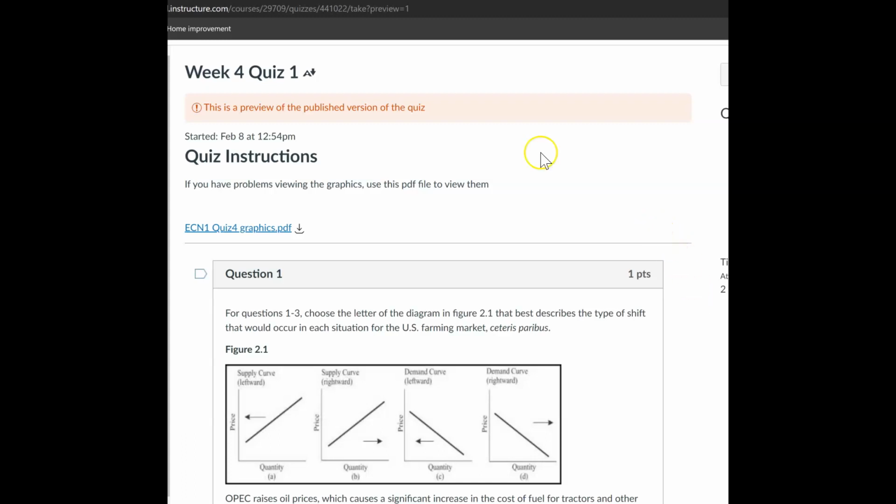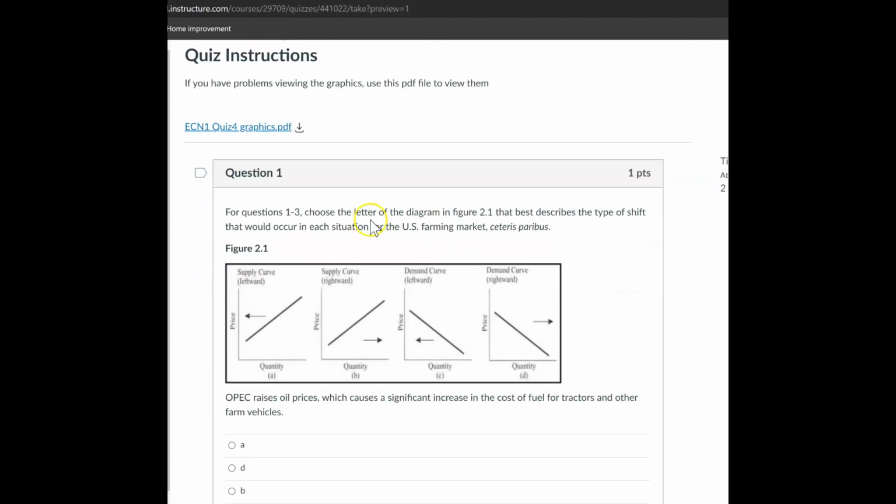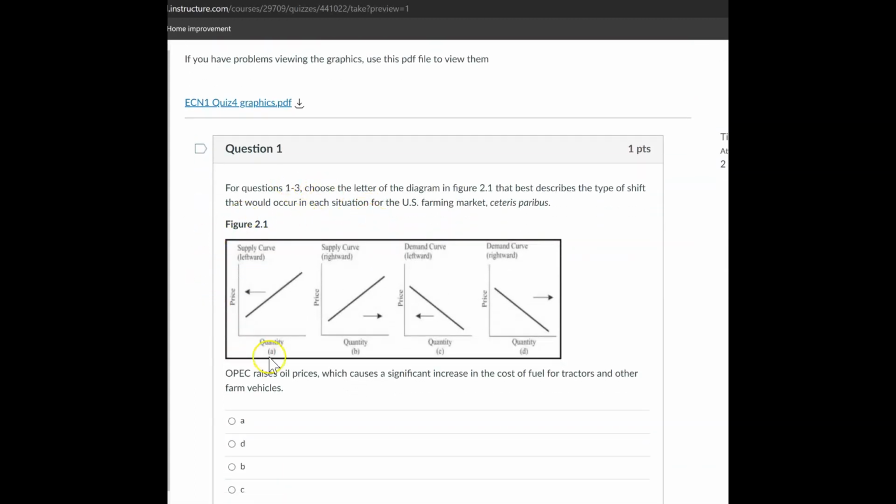These are going to be some helpful hints for week 4 quiz 1. And let's go through this quiz. For questions 1 through 3, you're going to have to use this graphic. Basically, this graphic is showing 4 different shifts, 2 of which are for the supply curve.